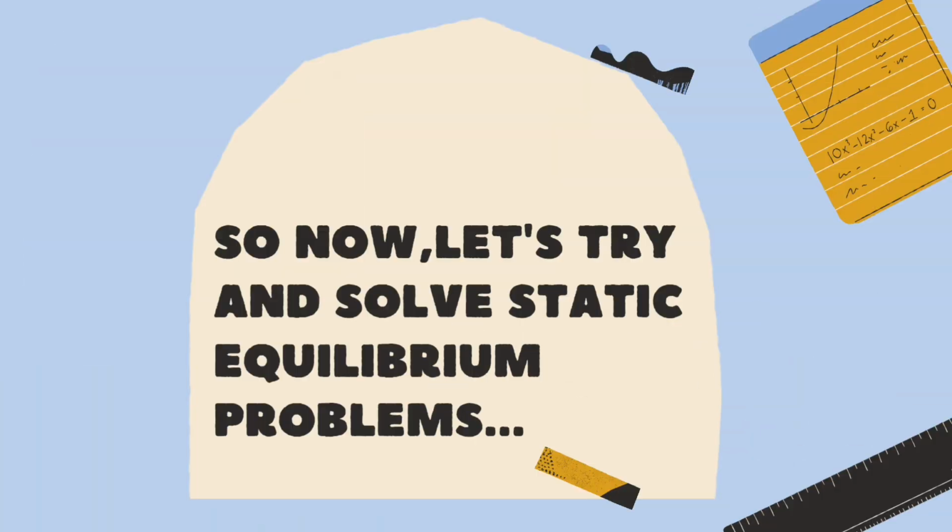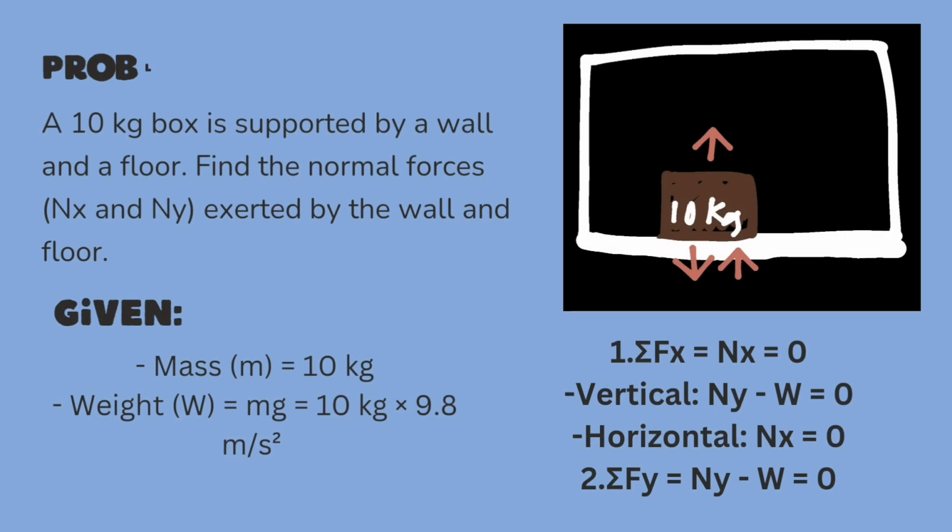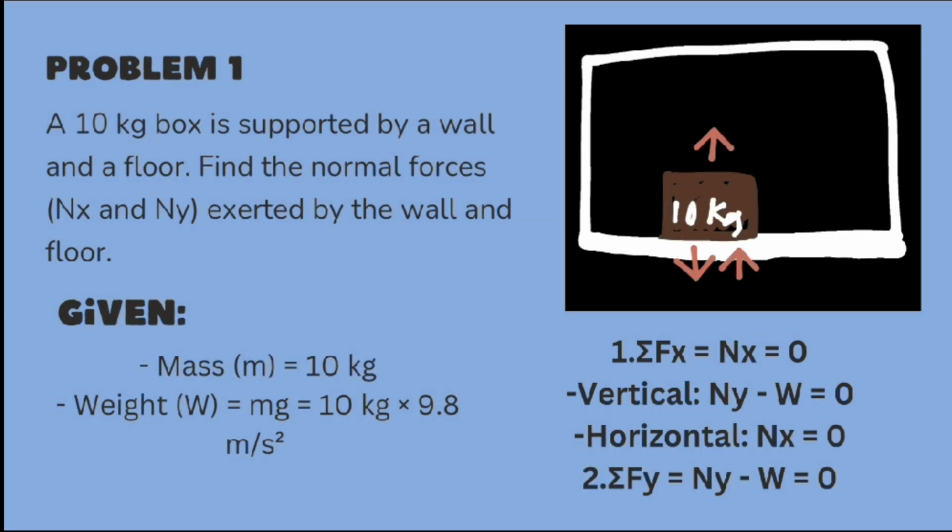So now let's try and solve static equilibrium problems. Problem 1. A 10 kg box is supported by a wall and the floor. Find the normal forces Nx and Ny exerted by the wall and floor. So the given mass is 10 kg and the weight is equal to mg, which is 10 kg times acceleration due to gravity, which is 9.8 meters per second squared. And on the other side, we all know that Fx should be equal to 0, as well as Fy, and the torque is equal to 0.